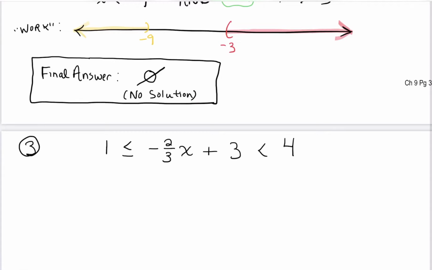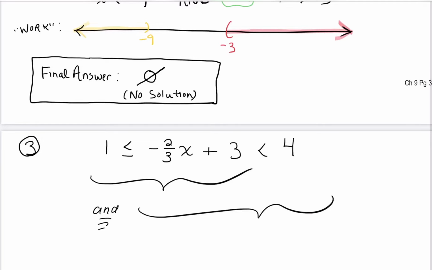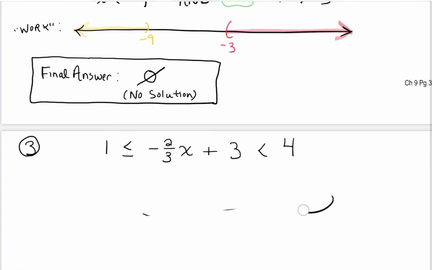When we're solving a compound inequality like this, 1 less than or equal to -2/3 x plus 3 less than 4, we're really saying that both the first inequality has to be solved and has to be true, and at the same time, the second inequality has to be solved and has to be true. So it really implies, though we don't need to break it up, that both the first one and the second one have to be true. But when they have this center in common, we can do it all at once.